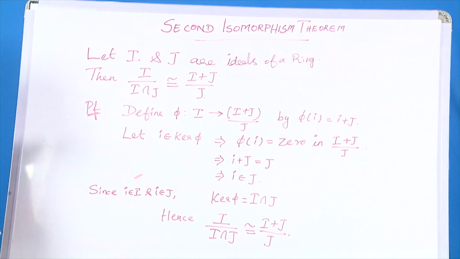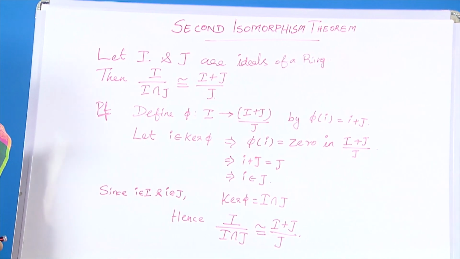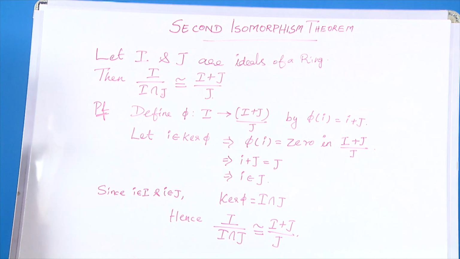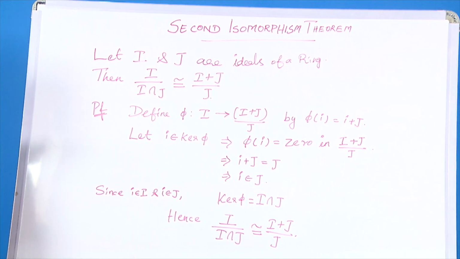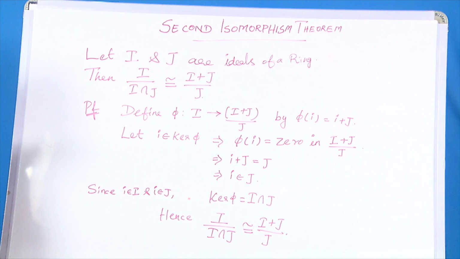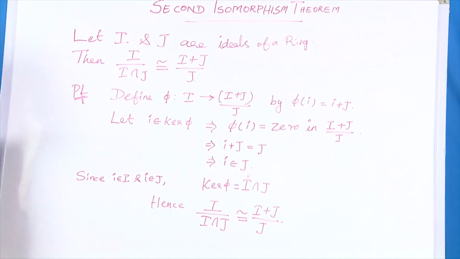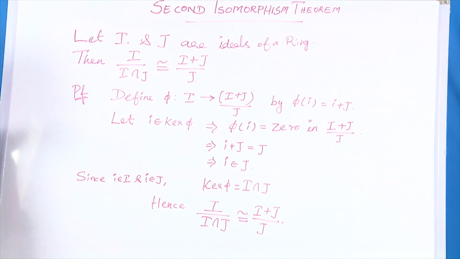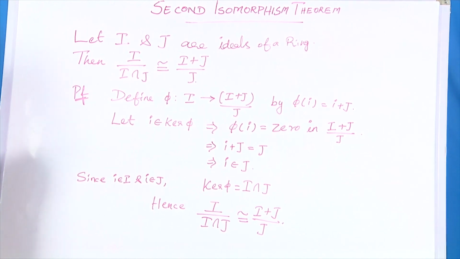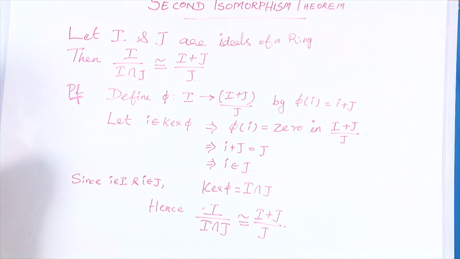Since i belongs to kernel of phi and i belongs to J, we get i also belongs to I. So, since i belongs to I and i belongs to J, we get kernel of phi equals I intersection J. From this, we say that I by (I intersection J) is isomorphic to (I plus J) by J.